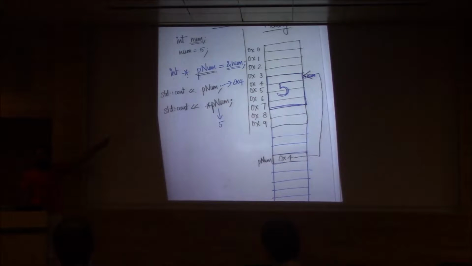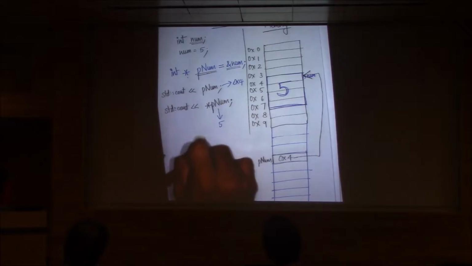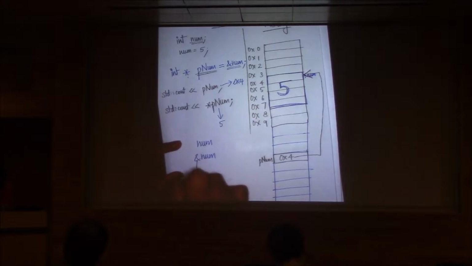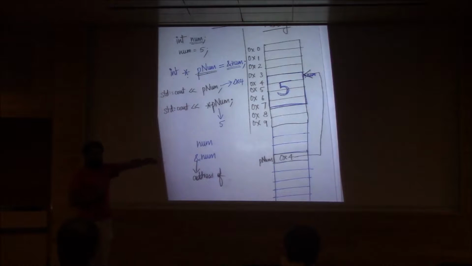But can someone tell me why this is even meaningful, since we already have the variable num? Why would we want to take the address of that variable, store it in a pointer, and then print the value 5 using this pointer with such complicated syntax? We could have directly printed num. And if we wanted the address of num, we could have directly printed ampersand num. Ampersand is just called the address of operator. So we could have done these two things to get the value 5 and 0x4, right? But why did we do all these things? Anyone?